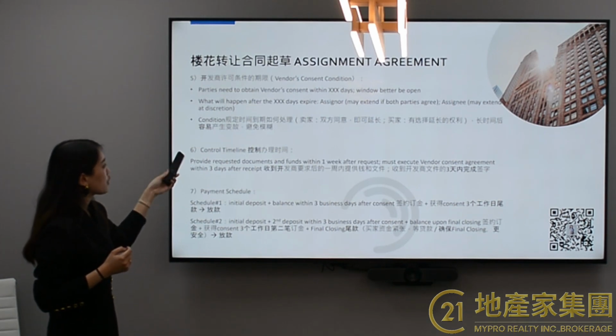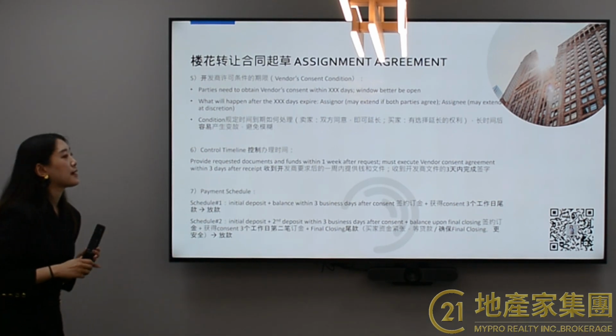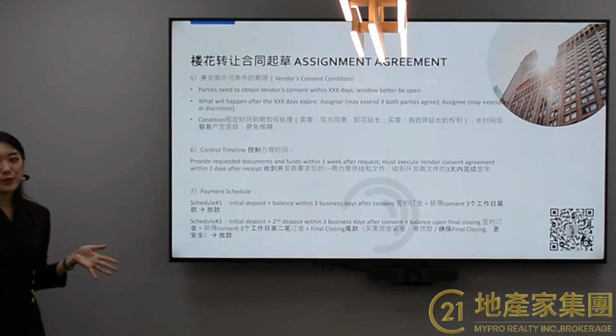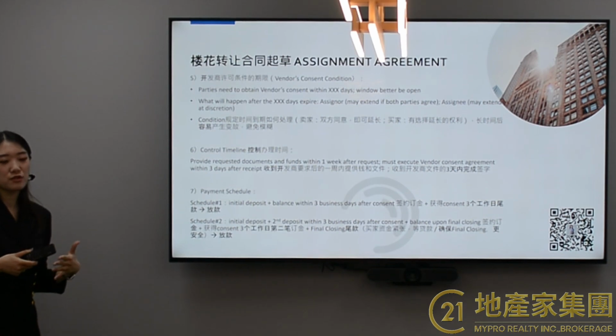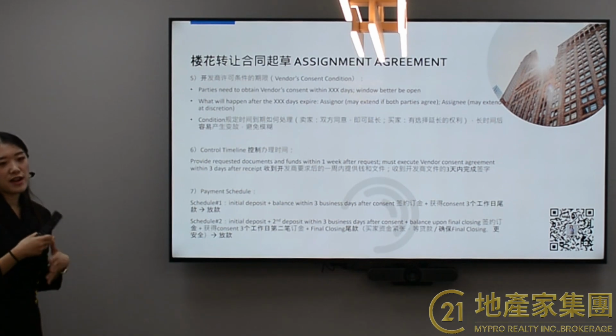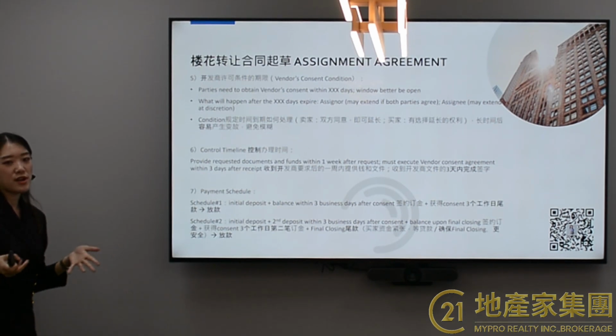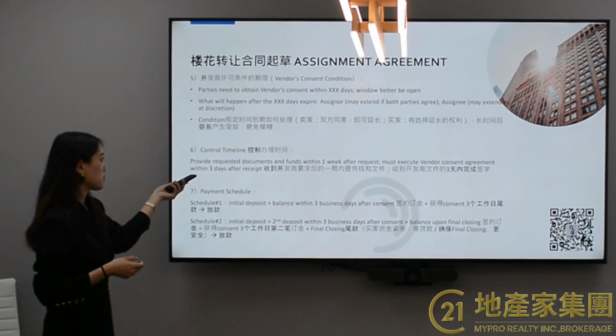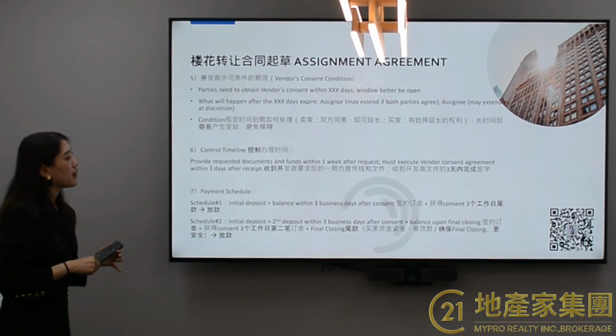And then you can control the timeline as well. In assignments, we have seen a lot of disputes. Basically, if a deal is very smooth and the vendor gives consent very soon, normally it's going to be a smooth transaction. But if the vendor is dragging along, or one party is dragging along, then there could be a lot of conflict and problems down the road. So you want to control the timeline as well.